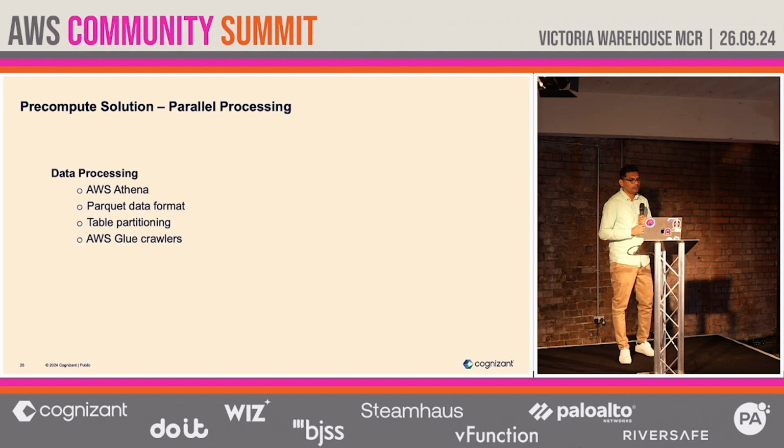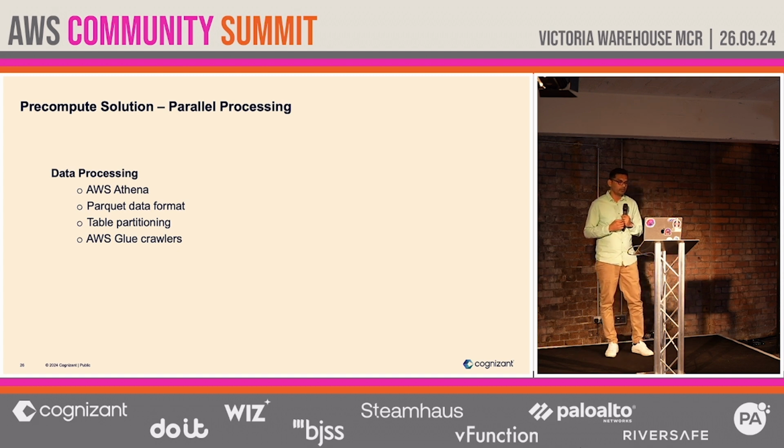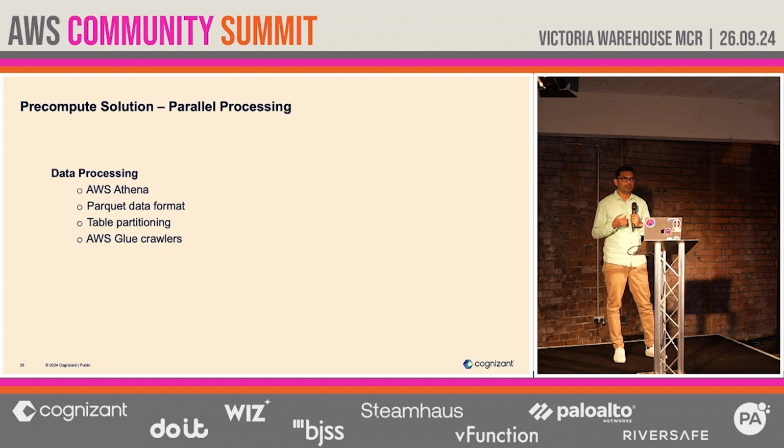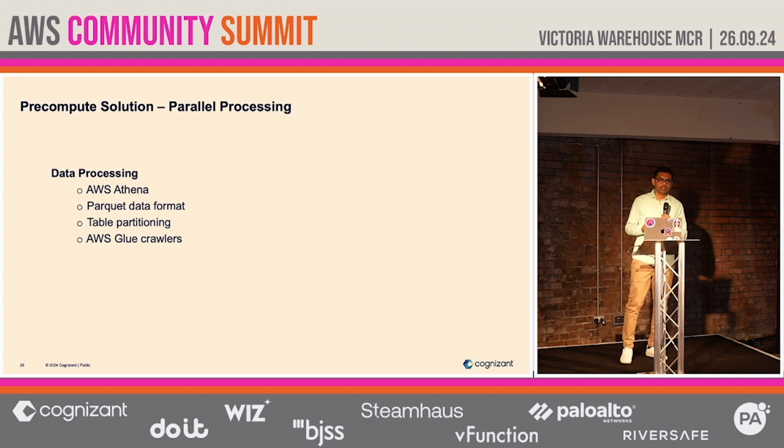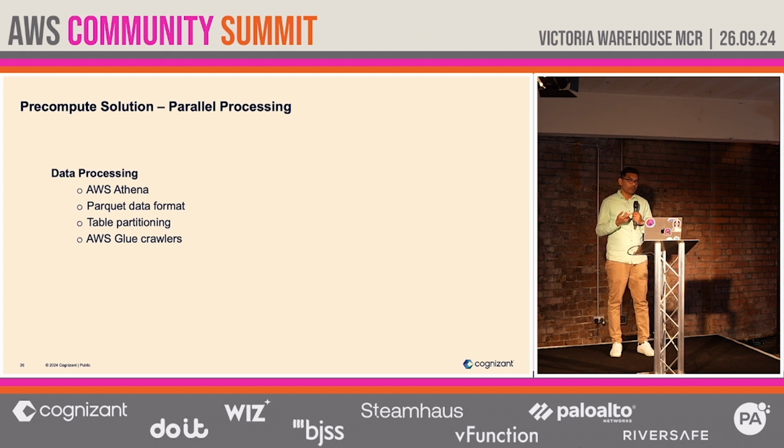Some other things we did, in terms of data processing, we were using AWS Athena. So everything from when the model output is generated until it's pushed into the dashboard, all the transformations were done on Athena. We were using Parquet for data formatting, we were using table partitioning, and then we used AWS Glue crawlers for inferring schema. Every time we had a new release, the schema of the tables was evolving, and using crawlers meant it was automatically picking up the schema evolution and updating the tables accordingly.